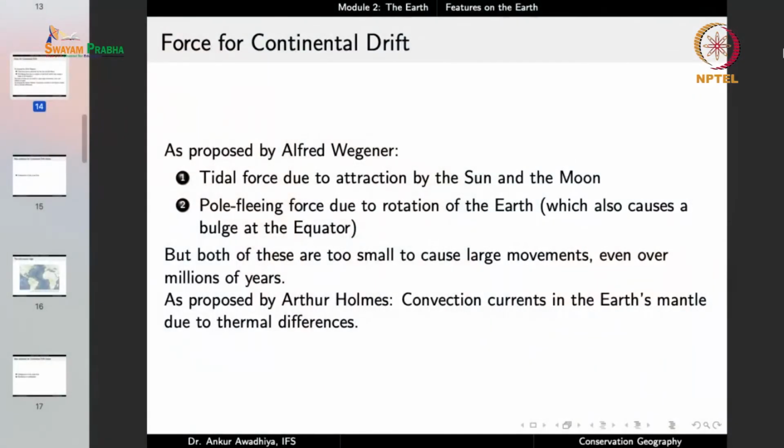He proposed that there could be different forces, such as the tidal force due to attraction by sun and the moon. But then the tidal force is a very small force. Or he said that it could be because of the pole fleeing force due to the rotation of the earth, essentially a centrifugal force, which also causes a bulge at the equator. Now, scientists of the day calculated the amounts of these forces, and they found that both of these are too small to cause large movements even over millions of years.